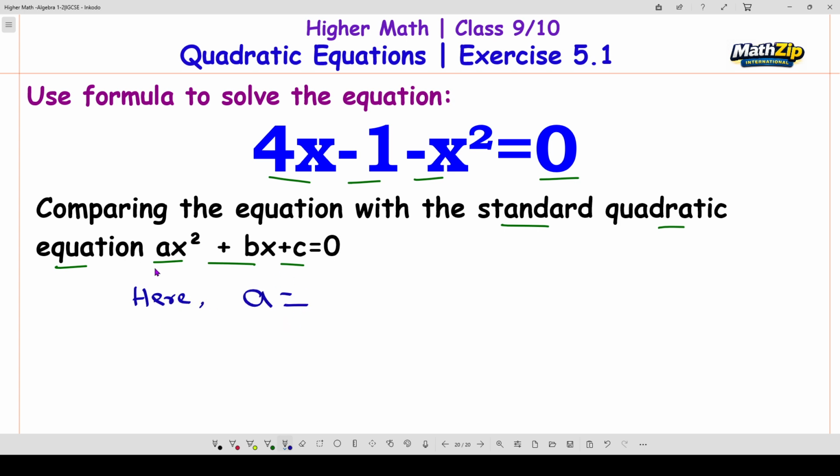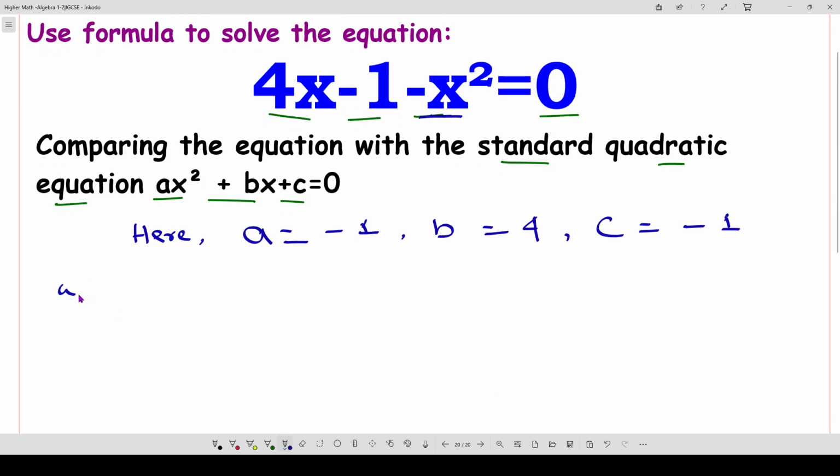a equals, a is the coefficient of x square, it means minus 1. b equals the coefficient of x, which is 4. And c is the constant. We can write this one, c is minus 1.